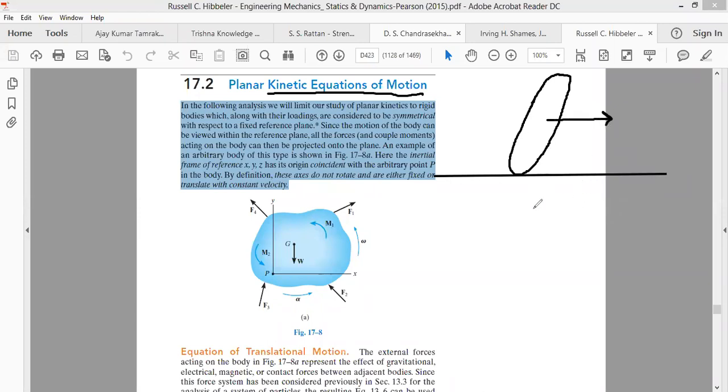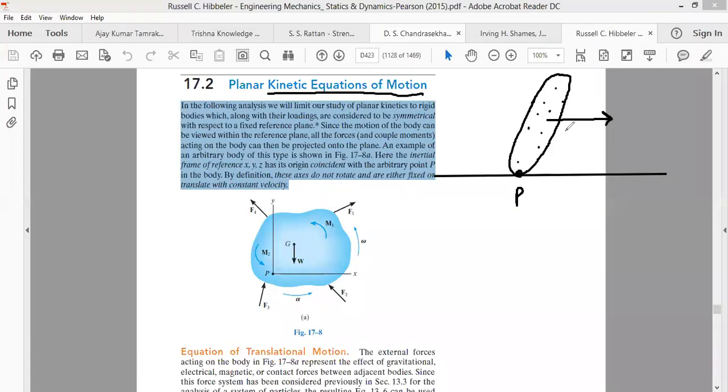Now, a rigid body is composed of an infinite number of points. It's composed of a collection of an infinite number of points. And if we take this point of the rigid body, let's consider it as point P. Let's suppose this is a point P.